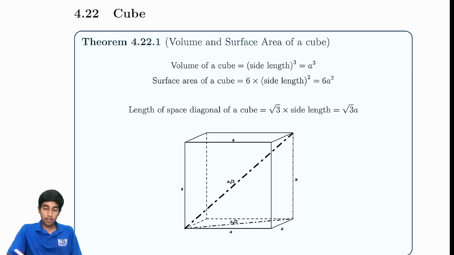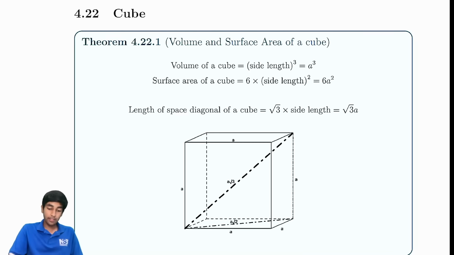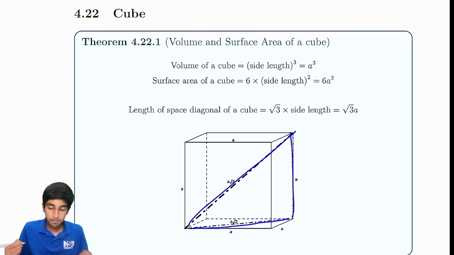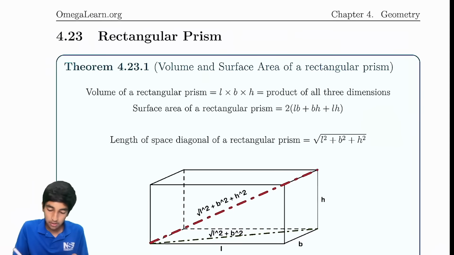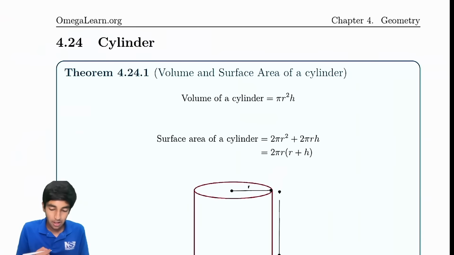So cube, basic stuff, and space diagonal, root 3 times the side length, and you can derive this from Pythagorean theorem twice. So you can get a root 2 over here, and then using a, you get a root 3. Pretty simple. And rectangular prism, just use Pythagorean theorem to get the space diagonal and some basic formulas. This one is just from the fact of area formula for all 6 faces.